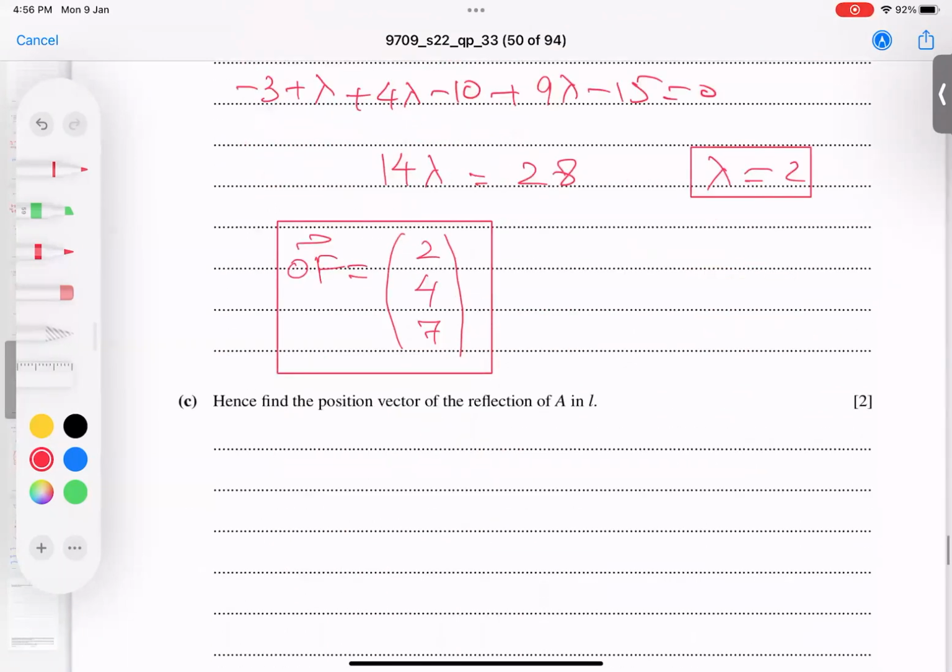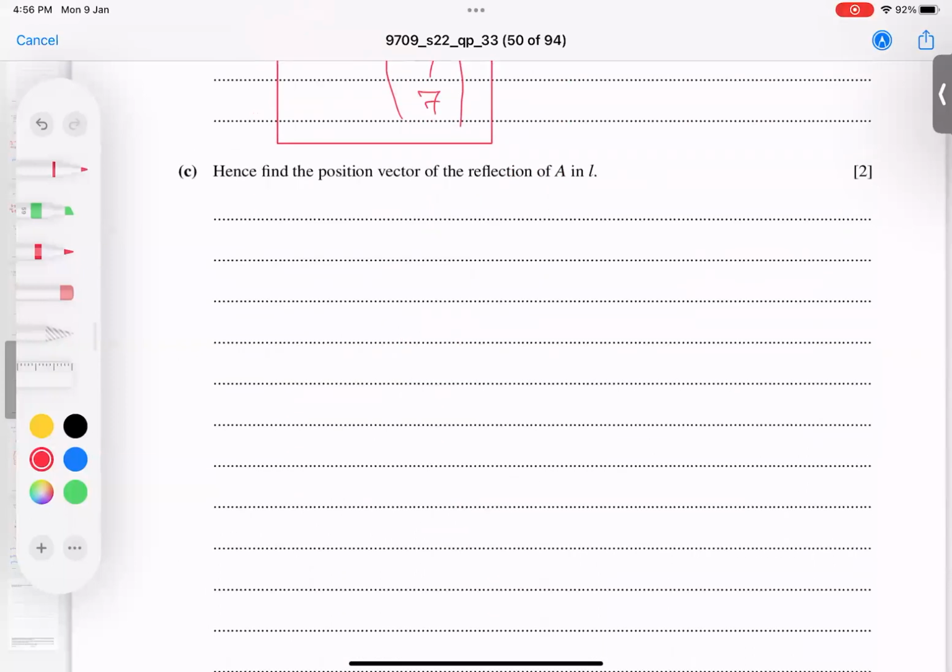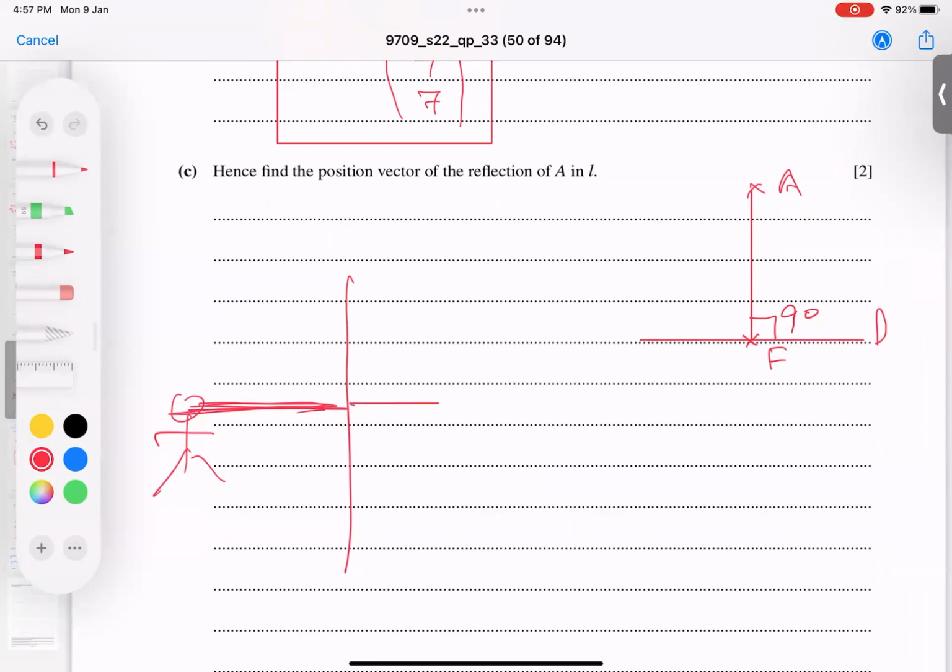Now, the interesting part is the last one. Actually, I show once again, this is a line L for your knowledge. And this is the point A. And this is actually the foot of perpendicular, 90 degrees. This F is called the foot of perpendicular. Read the statement, please: find the position vector of the reflection of A in line L. It means this A, I want to reflect it. For example, this is a mirror line, a man standing here. So where's the reflection? This is the distance of the man from the mirror. So this is a reflection.